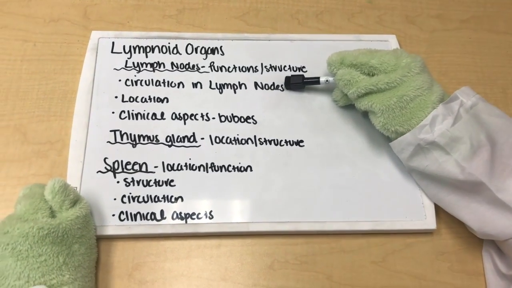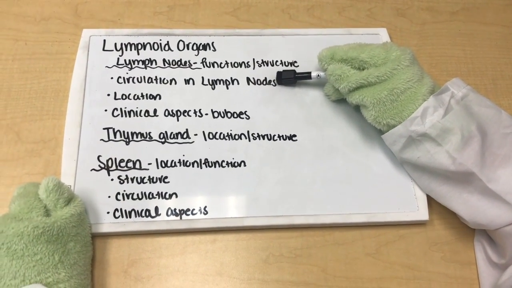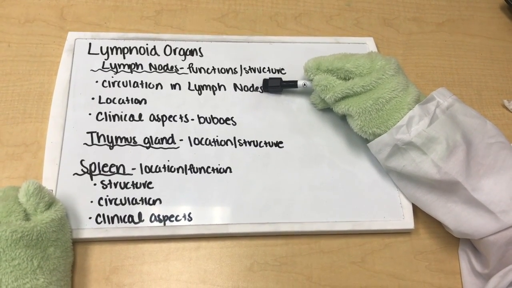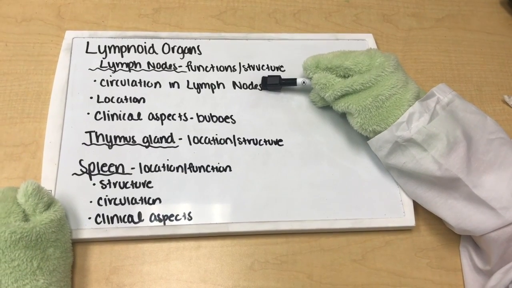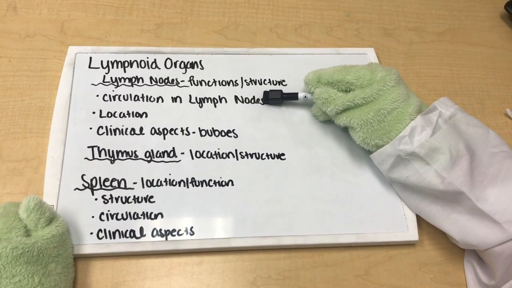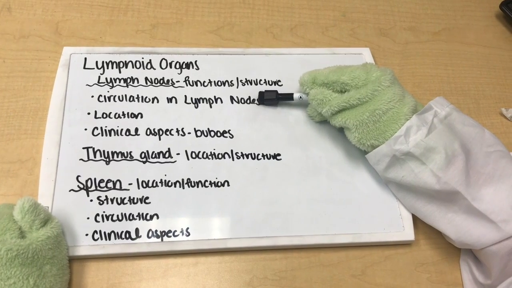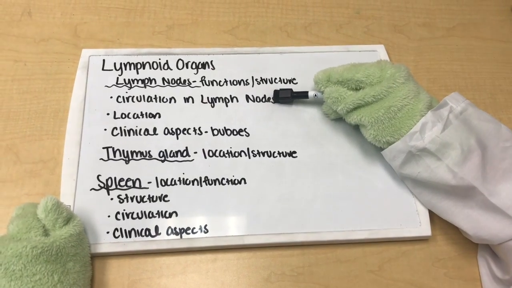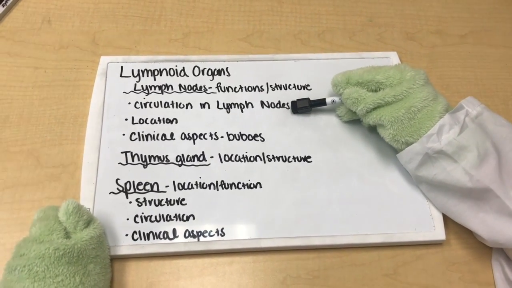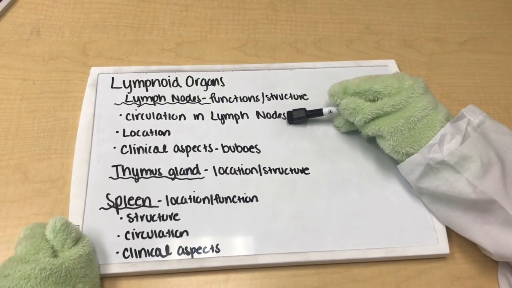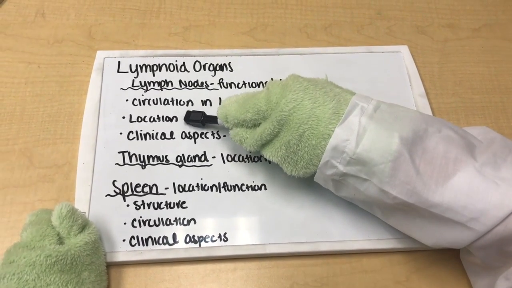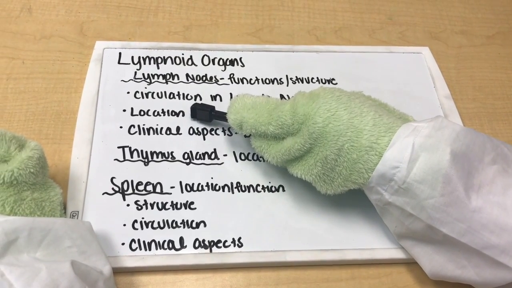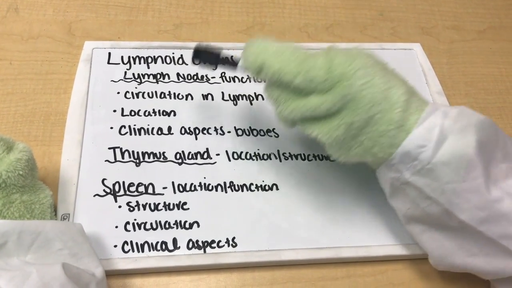Circulation within the lymph nodes begins in the lymphatic vessels. These vessels are afferent, which means that they move towards the node. This leads to the subcapsular sinus, then the smaller sinuses, then the hilus, and then the efferent, or away, lymphatic vessels. The location of lymph nodes includes a cluster along lymph vessels, such as inguinal, axillary, and cervical regions.